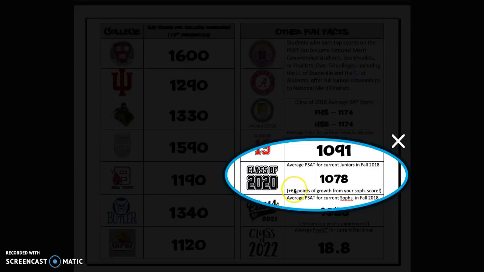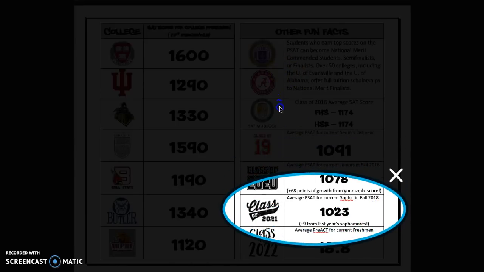And I will point out, the juniors from last year to this year, your average score grew by 68 points. That's impressive for the class of 2020. 68 points of growth is impressive. So kudos to you for the current junior class. Sophomores, you earned a 1023 on the test you took most recently. It's +9 from last year's sophomores.